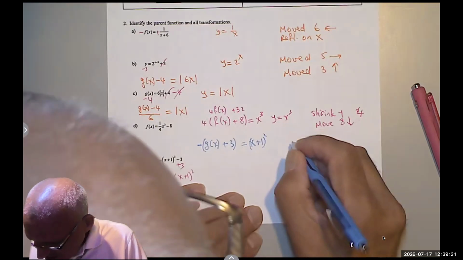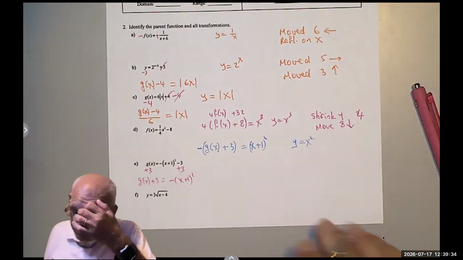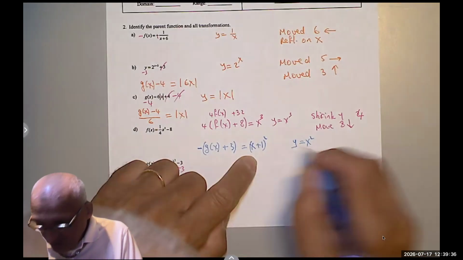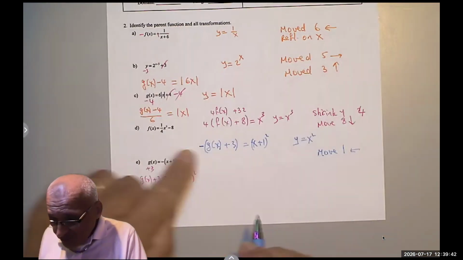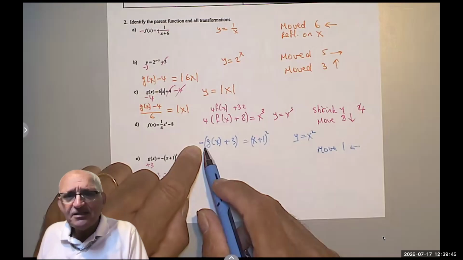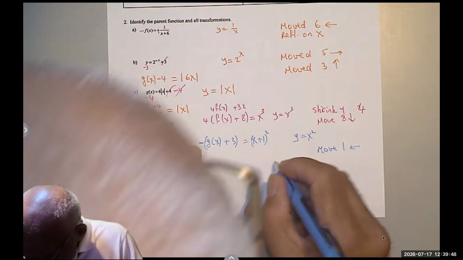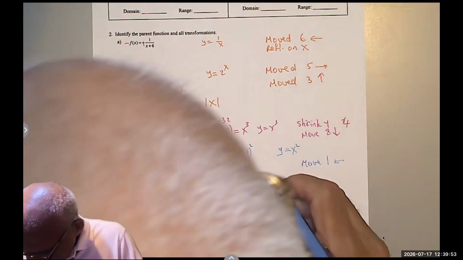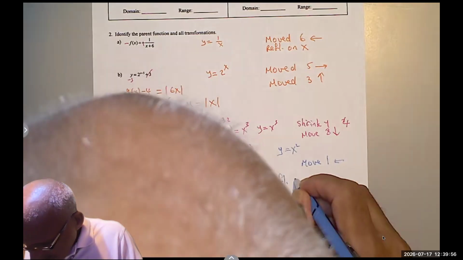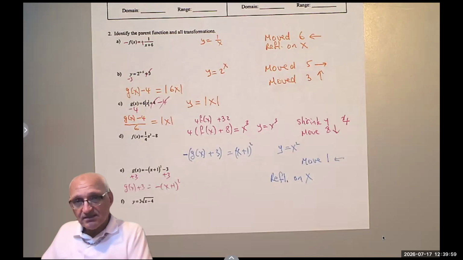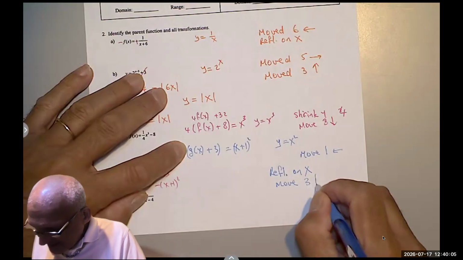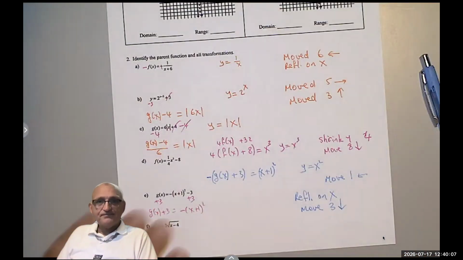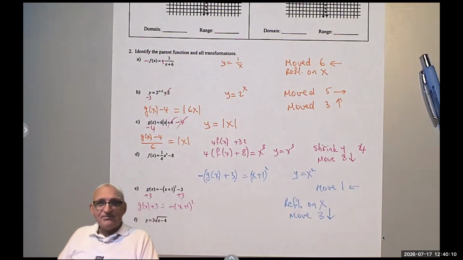The parent function is y equals x squared. So what do I do? For x, I'm going to subtract 1, so move 1 unit to the left. For the y, I have to multiply by -1 first, meaning we are going to reflect about the x-axis. And when I do that, I'm going to move 3 units down, and that concludes it. How do you like the apples?